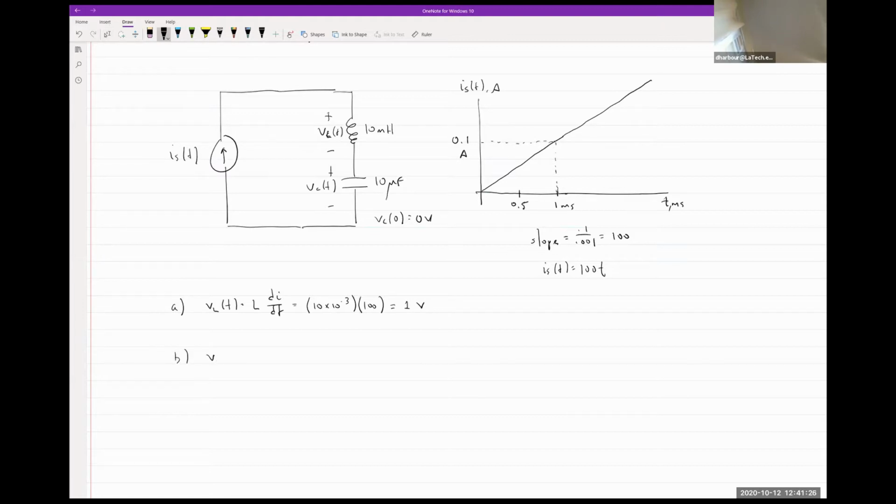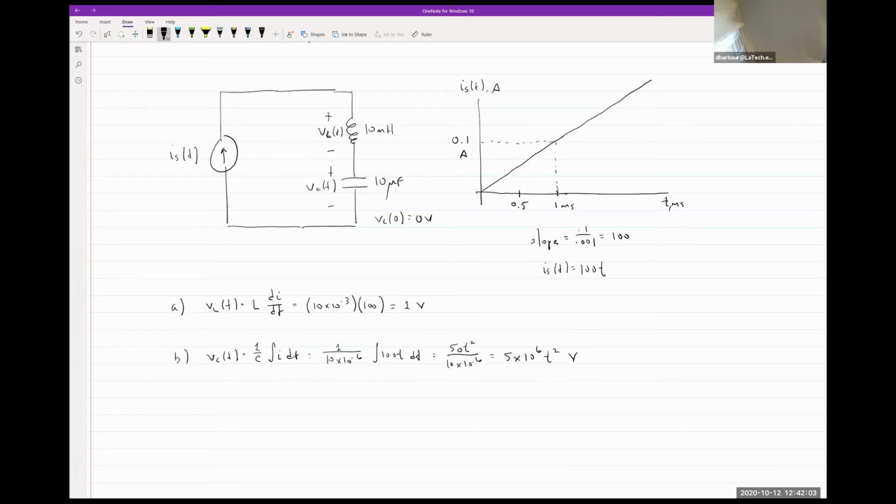And then if we looked at the voltage across the capacitor, well, we've got an equation for that too. It's 1 over C, the integral of I dt. And so we'd have 1 over 10 times 10 to the minus 6 for microfarads, and then the integral of 100t dt. And that works out to be 50 t squared over 10 times 10 to the minus 6, which comes up to be 5 times 10 to the plus 6 t squared volts.